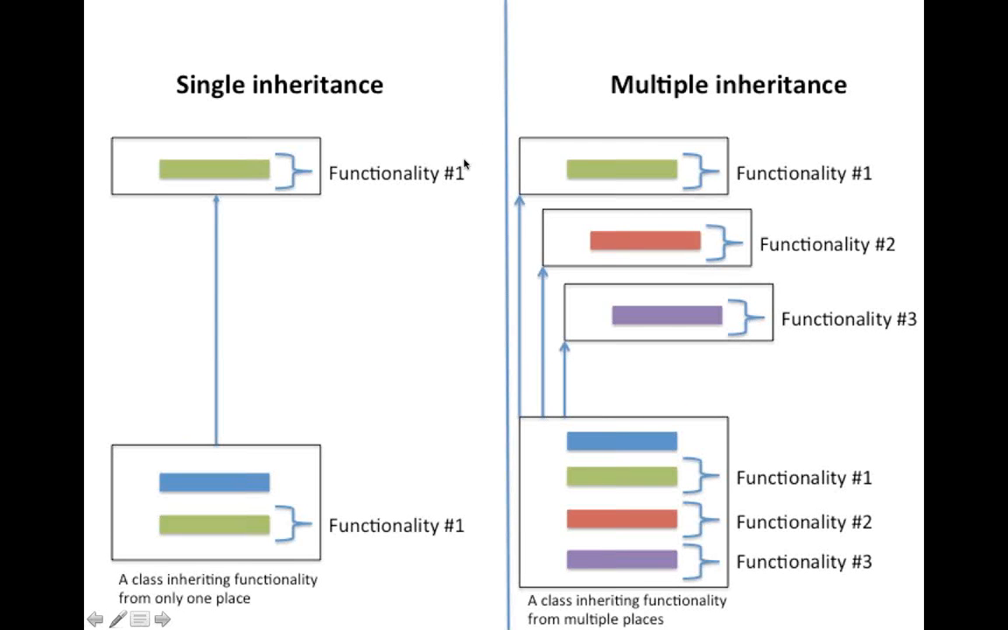But the picture has changed a little bit because now we have a model where interfaces can have default implementations. On the left-hand side, you can see the single inheritance model where a class can inherit functionality from only one place. But now in Java 8, a class can inherit multiple functionalities from multiple interfaces.